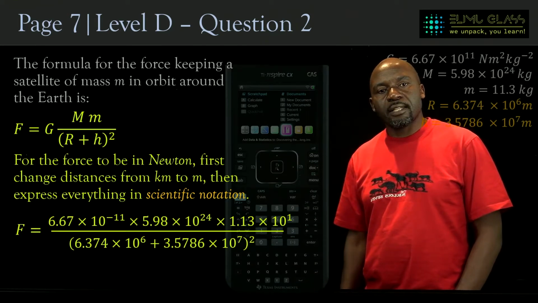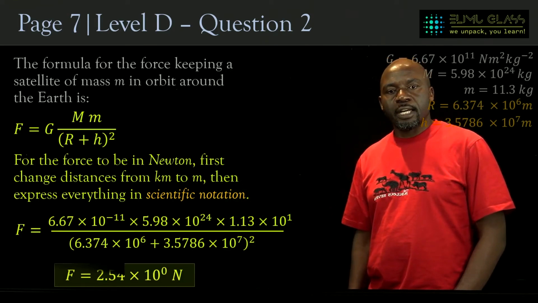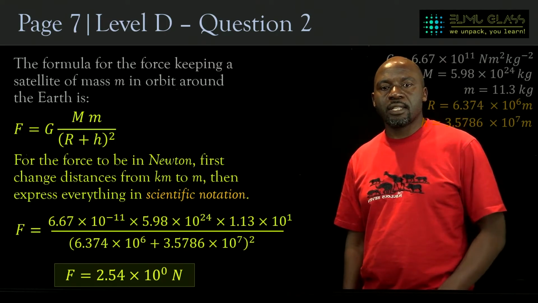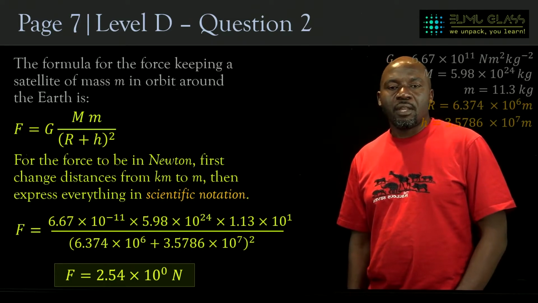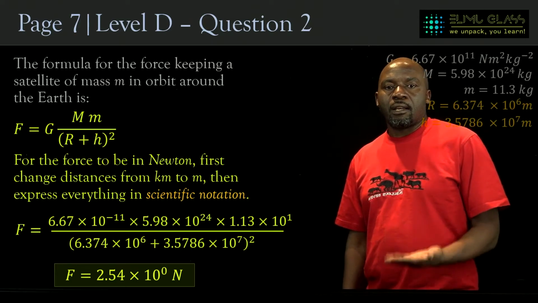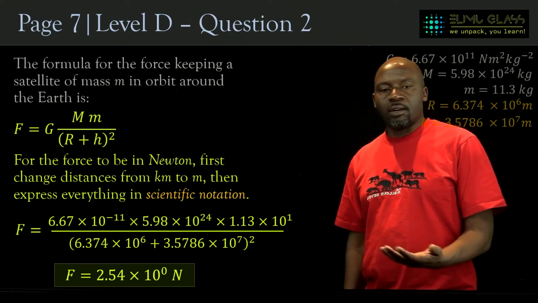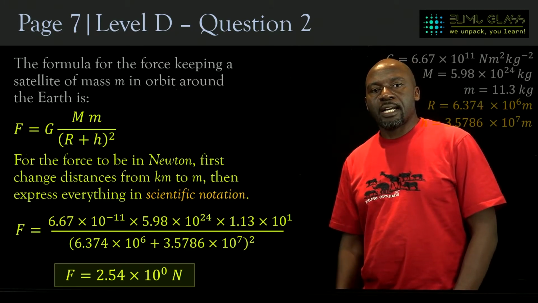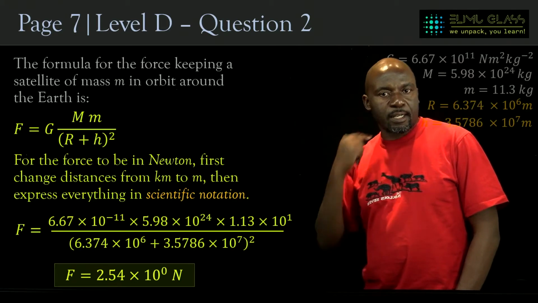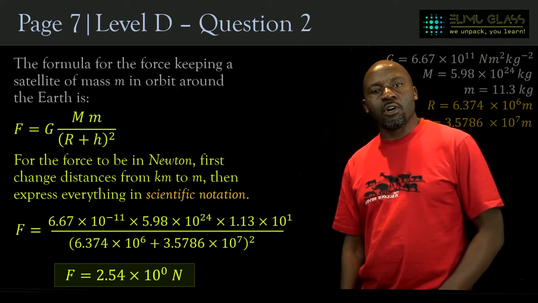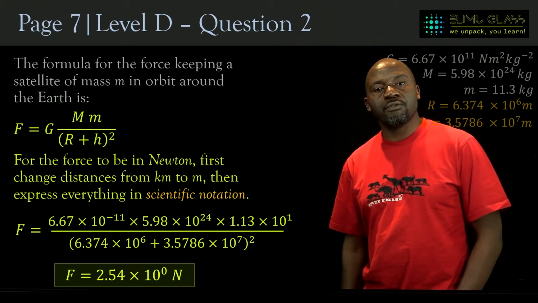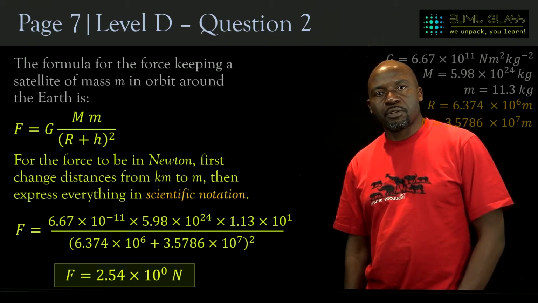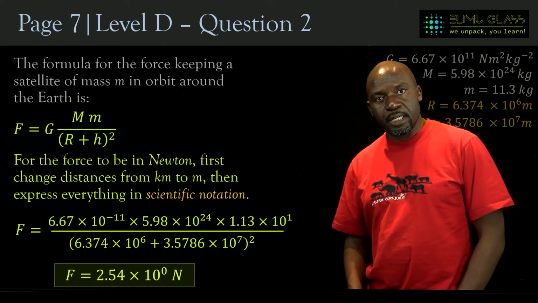If you enter that into your calculator, you should get the value of about 2.54 times 10 to the power 0. In other words, 2.54 newtons. That's like the weight of a lollipop, really, or your pen. So it becomes very light at that height. The satellite does not experience much pull of the Earth. The pull of the Earth becomes very, very small. So that's the answer to question number 2 on page 7, level D tasks.